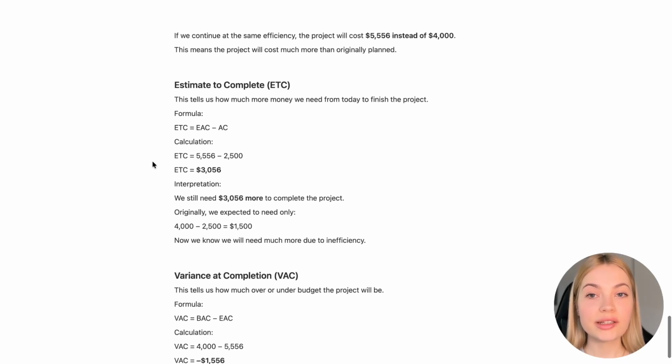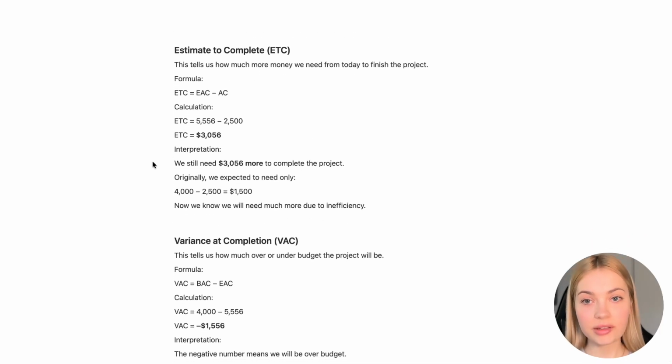So let's see the estimate to complete. This formula will tell us how much more money we need from today to finish this project. The formula is ETC equals EAC minus AC. Let's calculate. And we will see that we still need $3,056 more to complete the project. Originally, we expected to need only $4,000, while we know that we will need much more due to the inefficiency of our execution.